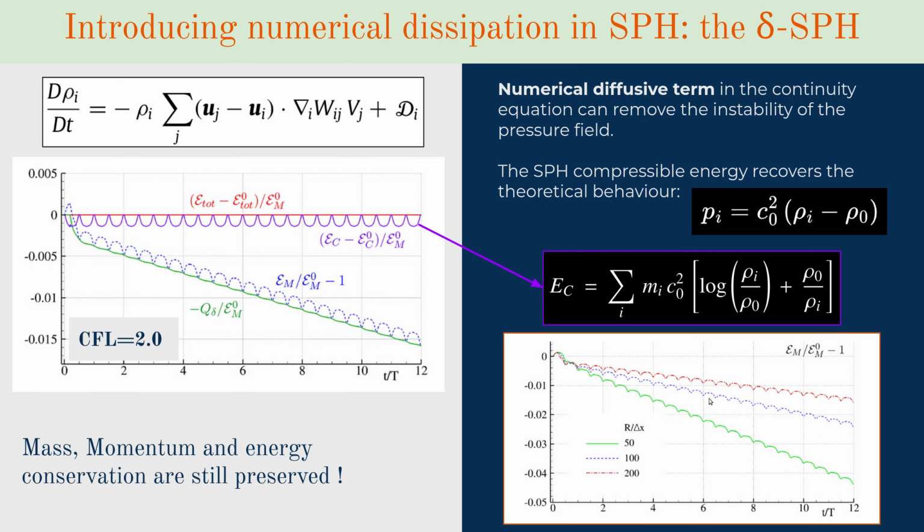As a final remark, this stabilization allows us to safely use a fourth-order Runge-Kutta scheme even with a relatively large CFL number.